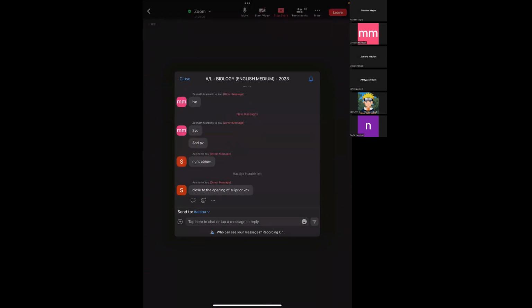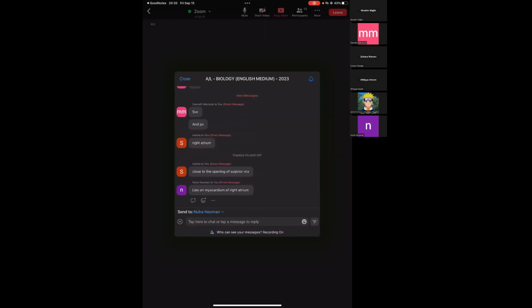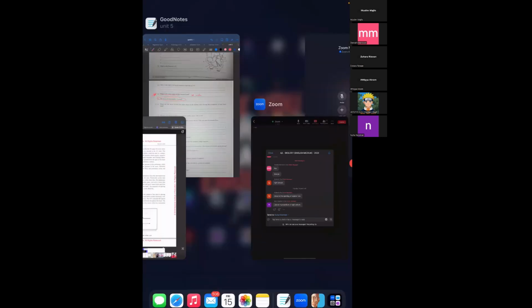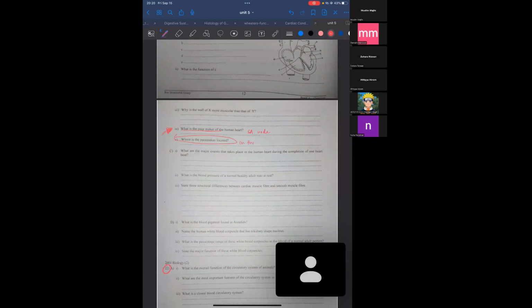Okay, close to the opening of the superior vena cava in the right atrium, on the myocardium. There are people giving different parts of the answers. Thank you so much for your response. Again, in the myocardium, 3 points. Just remember all these 3 points: myocardium of the right atrium, near the opening of the superior vena cava.